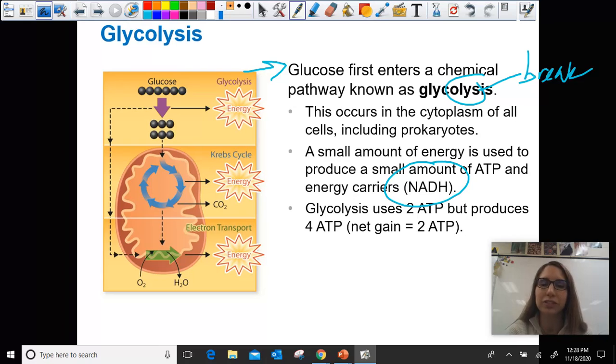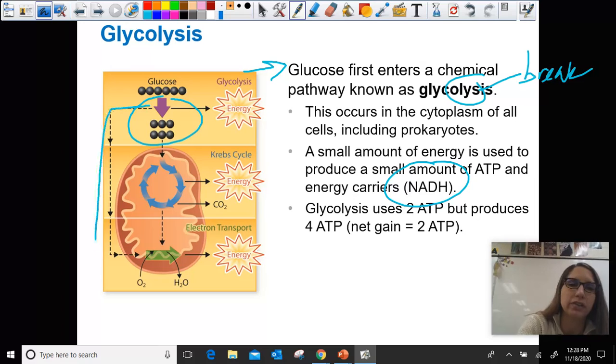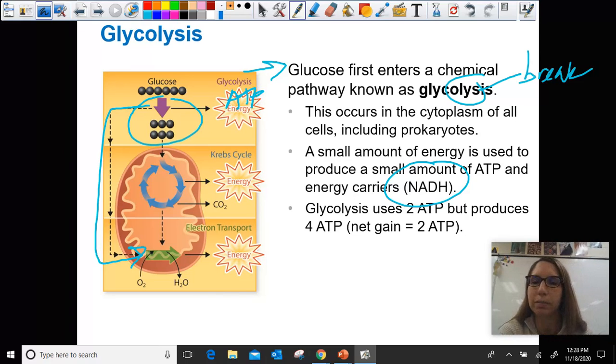That NADH is going to play a really important role. As it's produced here, it's going to go out and around and go all the way down to the electron transport chain. The ATP that we make is kind of already done. It gets added to the grand total of ATP molecules made through cellular respiration. And through this process, we're actually going to burn some ATP to get it started, but then we produce more. So we say we have a net gain of 2 ATP through this process.